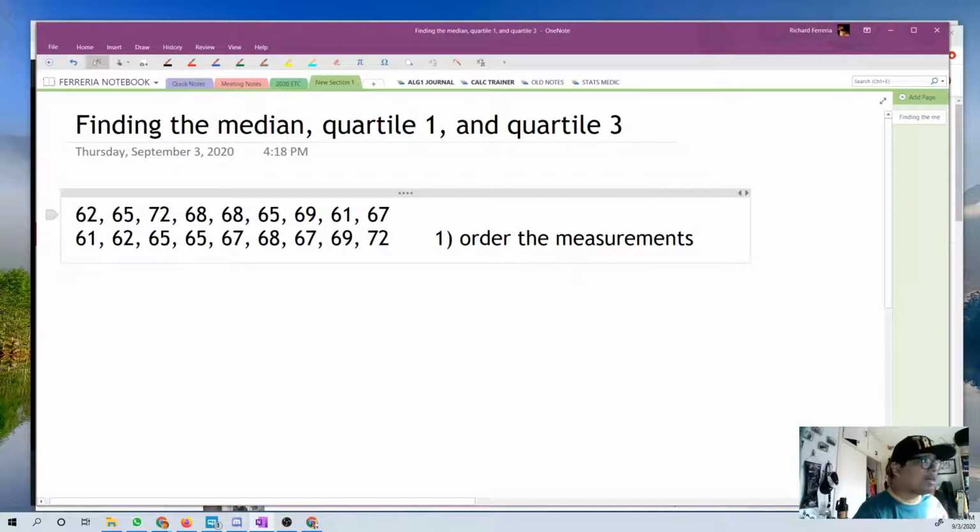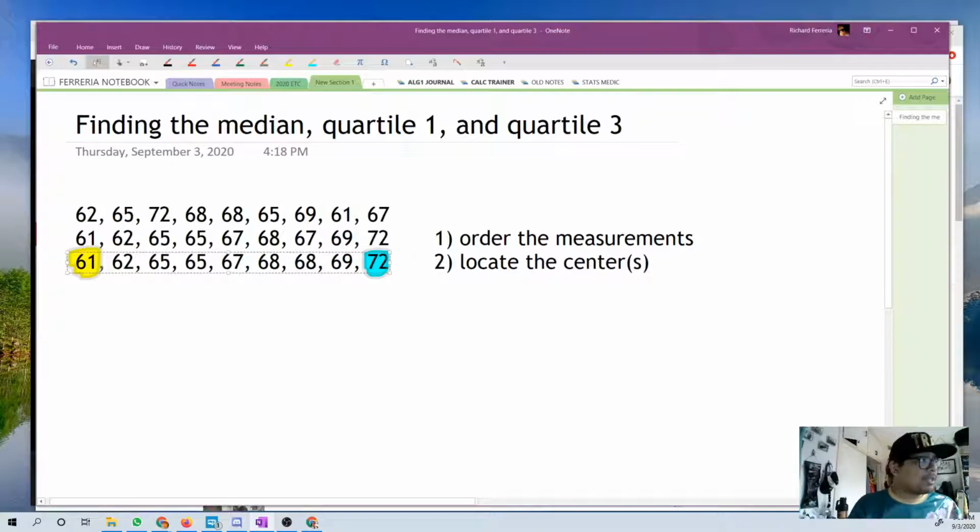Okay, now that we've got them in order, we're going to start to locate where the center of these heights is located. When we do this, we pair the highest observation with the lowest observation, and we cancel them out, although we're not really canceling them out. We're just pairing them up so we can find the center. And here we've arrived at the center.